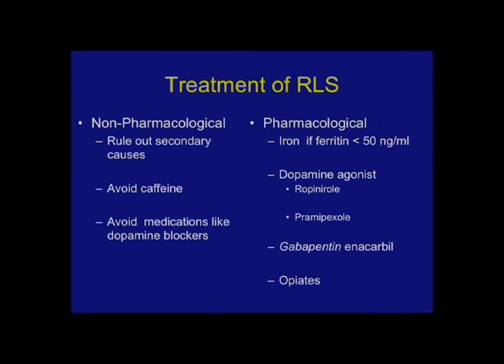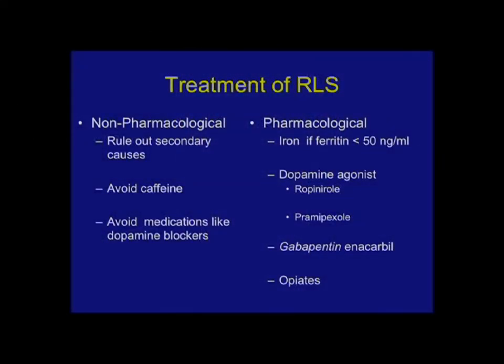Other medications that have been shown to be helpful for treatment of restless leg are dopamine agonists, similar to medications used to treat Parkinson's. We have ropinirole and pramipexole. Both medications are considered FDA-approved medications for restless leg syndrome. There's a newer medication that has come out, gabapentin enacarbil, that has been shown to be helpful in treating restless leg syndrome. And opiates, as a final resort, have been used as an off-label treatment for restless leg syndrome and are usually used after dopamine agonists and iron have already been tried.